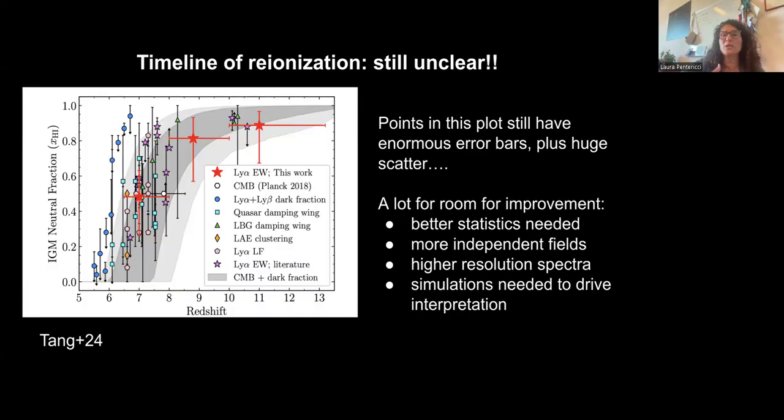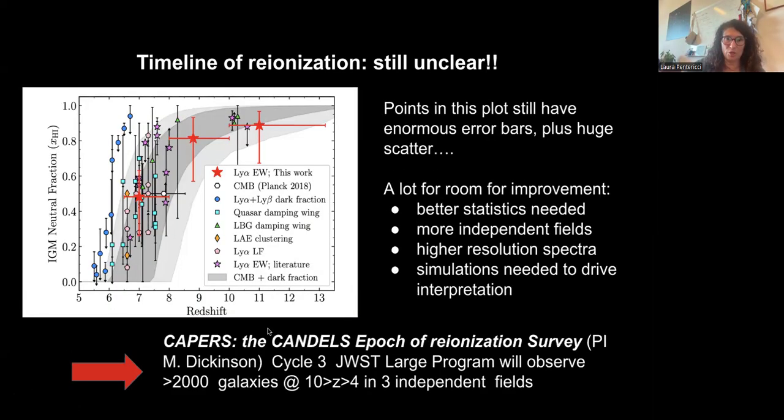Not only do we need better statistics, but we need more independent fields, because we saw that things change very much depending on where you look. You need high resolution spectra, high resolution and good signal to noise spectra. And I think now JWST will be able to do this, but we have to do more proposals in that. And of course, we need simulations to drive the interpretation.